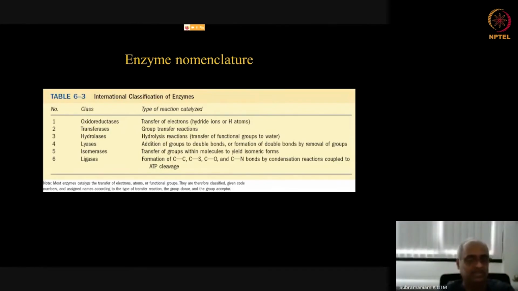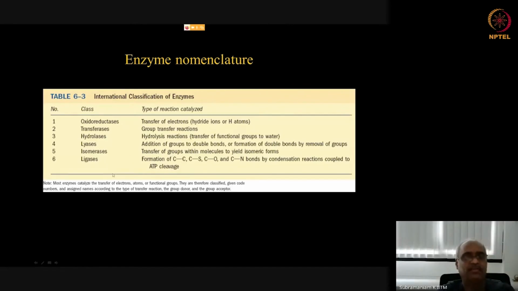Hydrolases break bonds that were originally made by condensation through dehydration. This is familiar to us. That is how polysaccharides, polypeptides and polynucleotides are made. They are all dehydration-dependent condensation reactions releasing a water molecule. So to break them, you add water, which is called hydrolysis, and those enzymes are hydrolases.